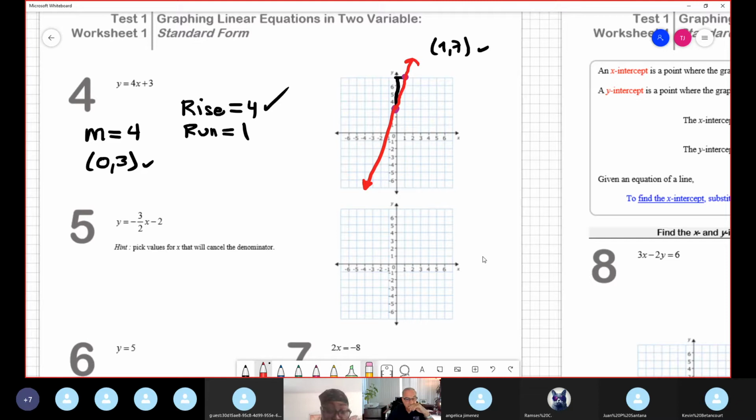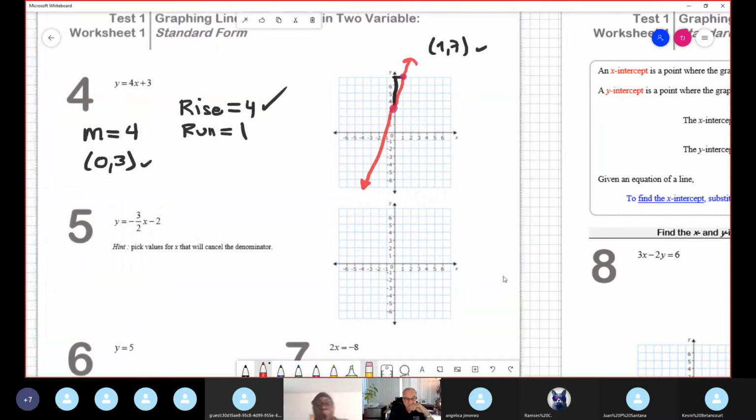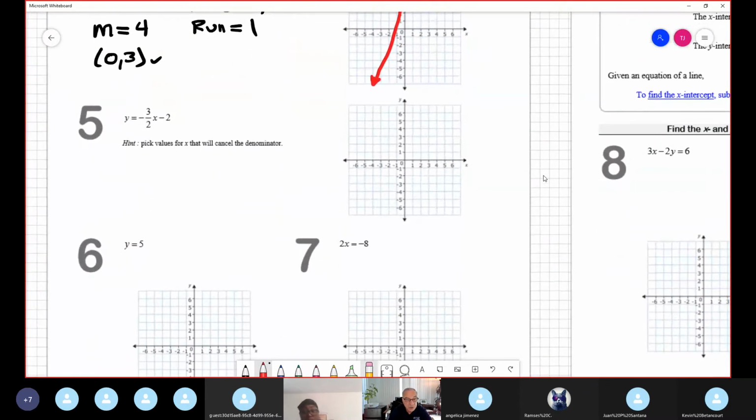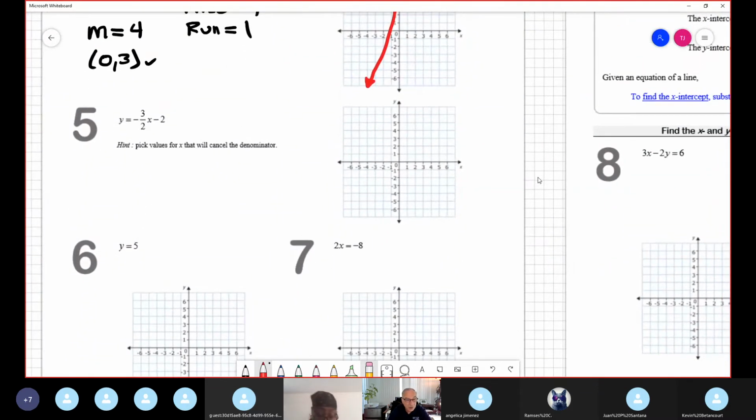Good or no? Is that the only way to do that? No. We can use intercepts. I don't know if we practiced this or not. Okay, look. Number 5 is a little bit similar.